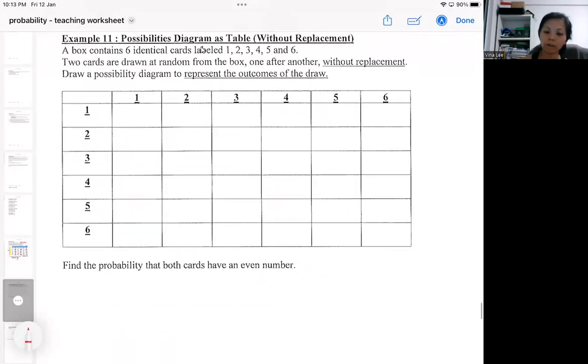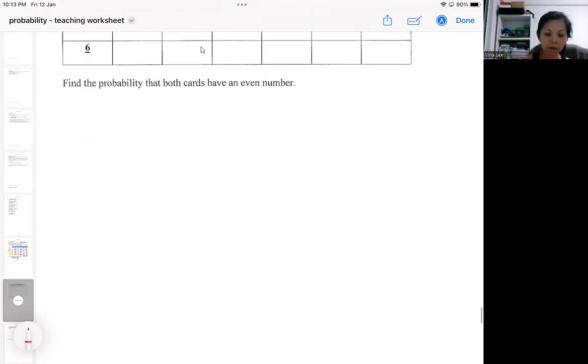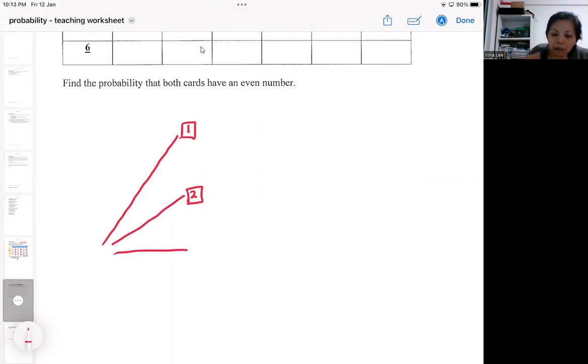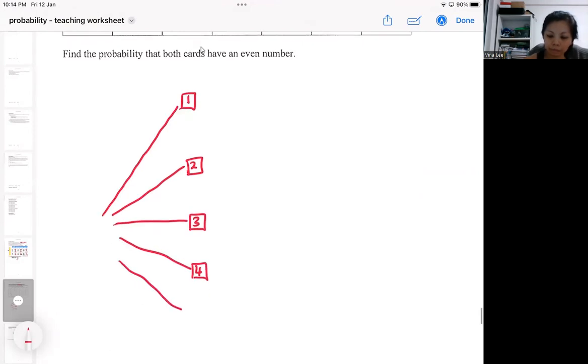So I still have the 6 physical cards, but right now I'm going to do it without replacement. Again, if you want to try it as a tree diagram, it will look like this.